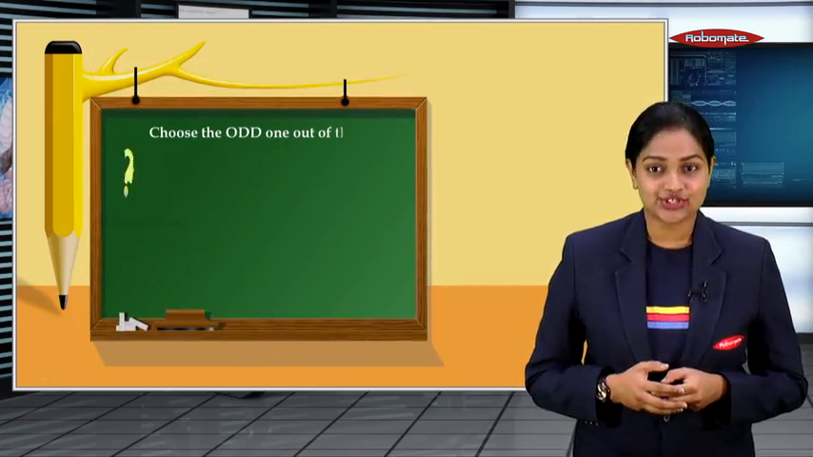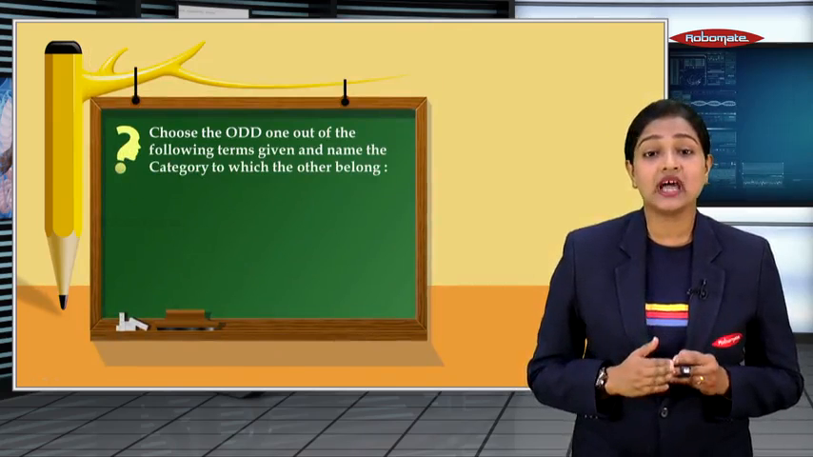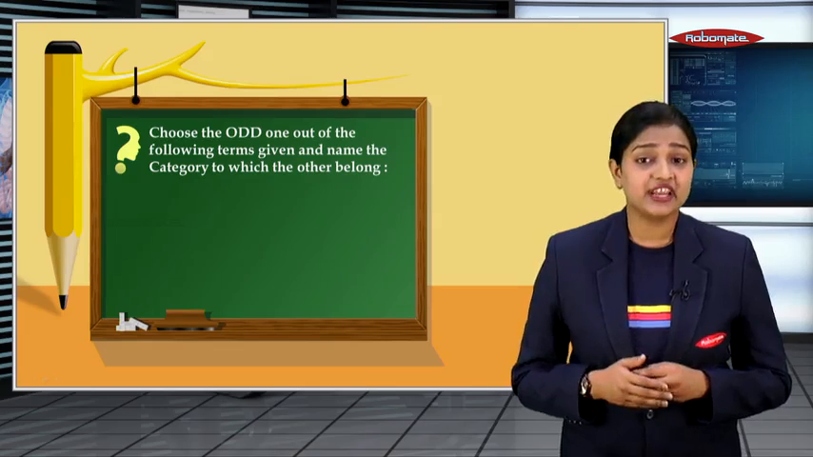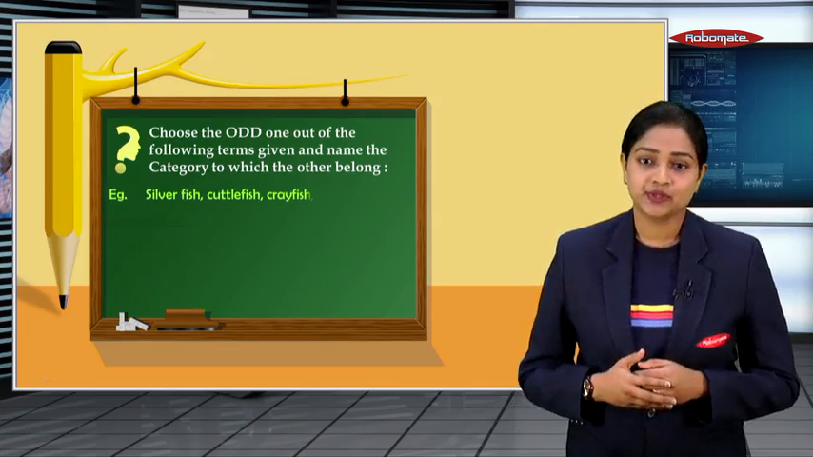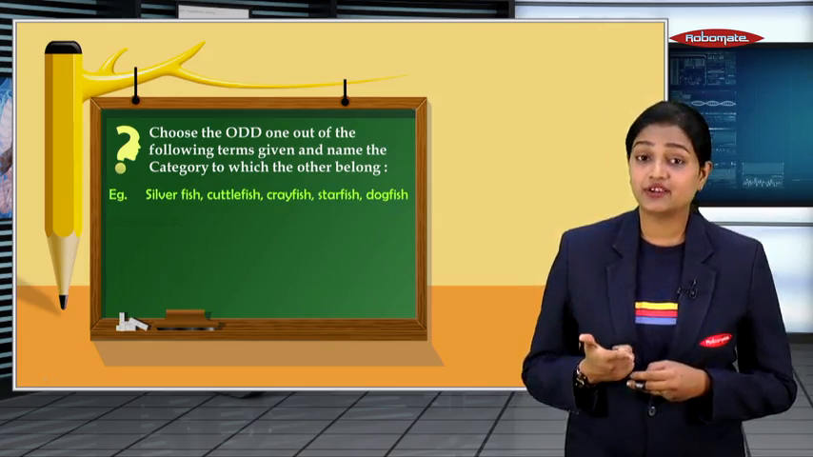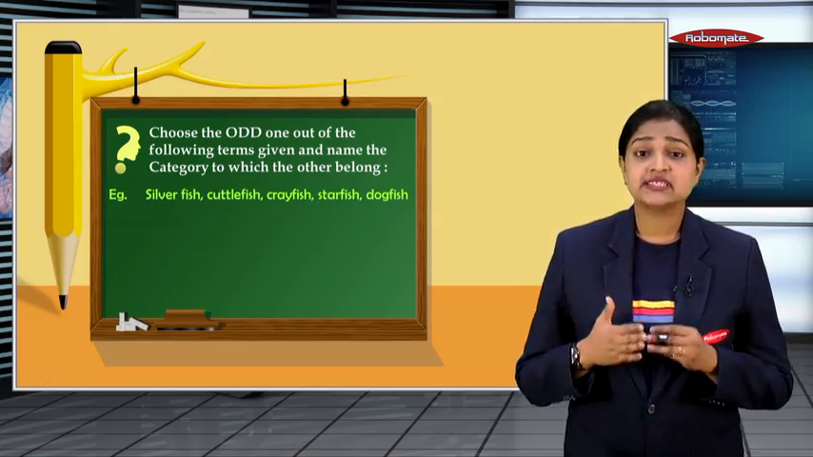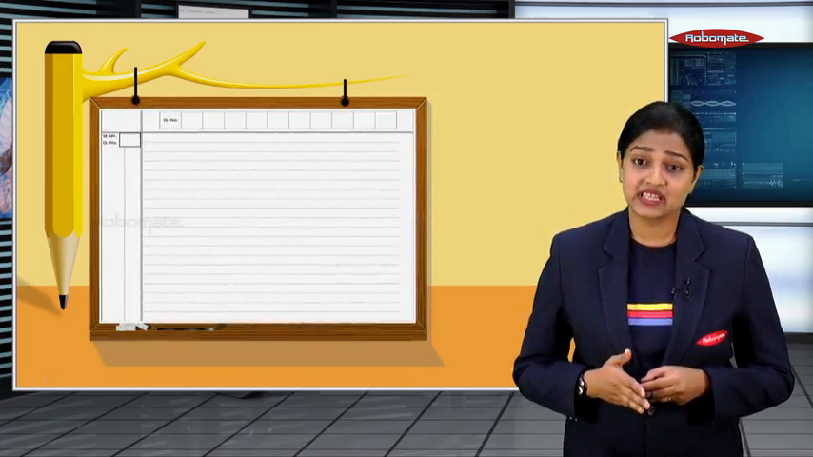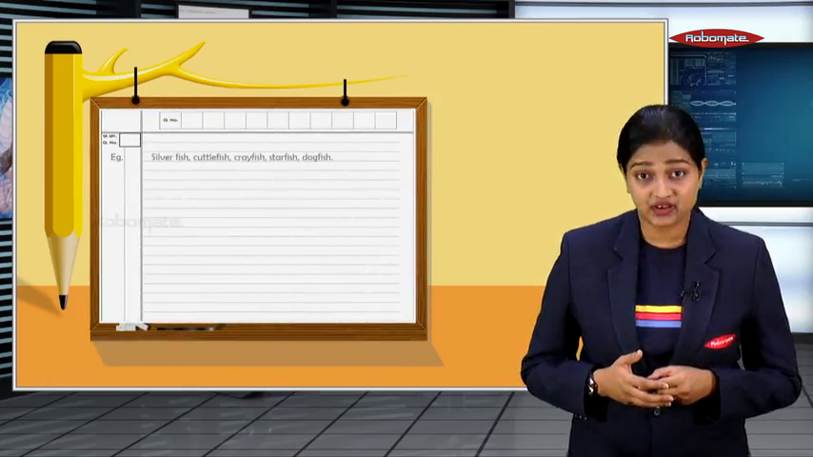Moving on to the next question. Choose the odd one out of the following terms given and name the category to which the others belong. So over here, the question is silverfish, cuttlefish, crayfish, starfish and dogfish. Let us move on to see how the answer should be written.